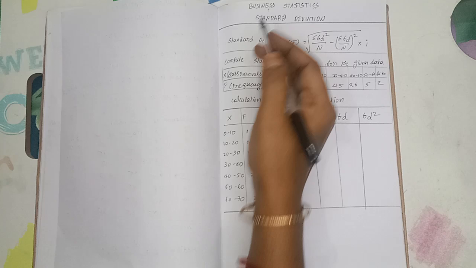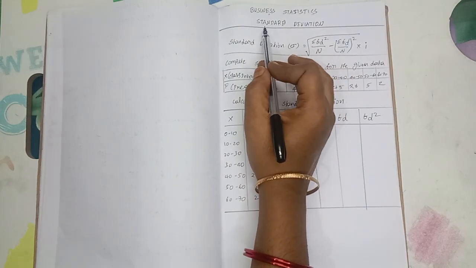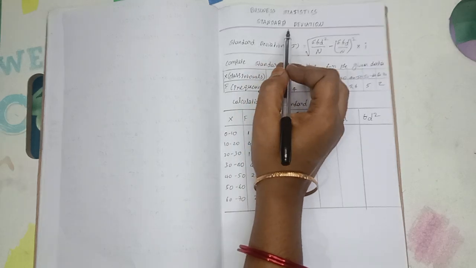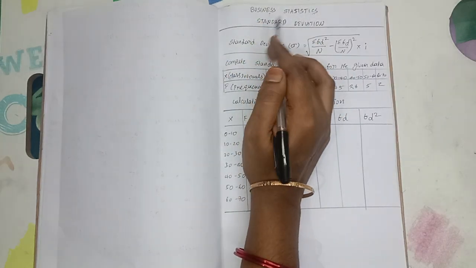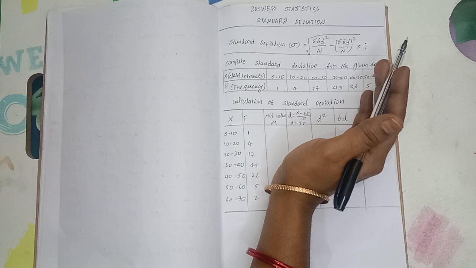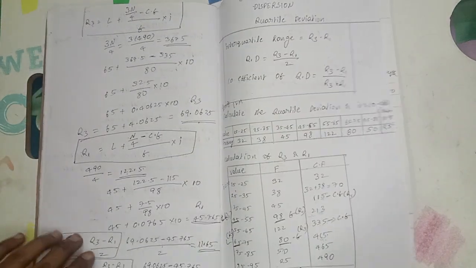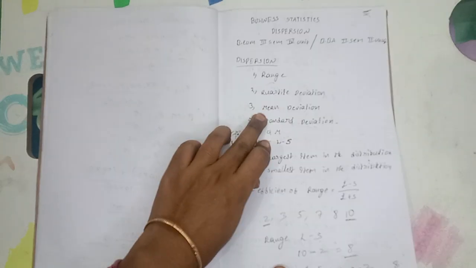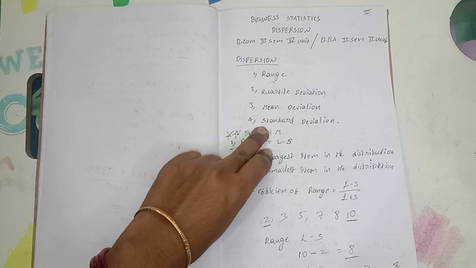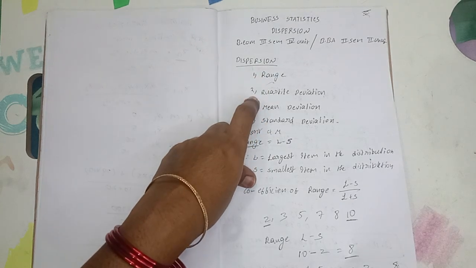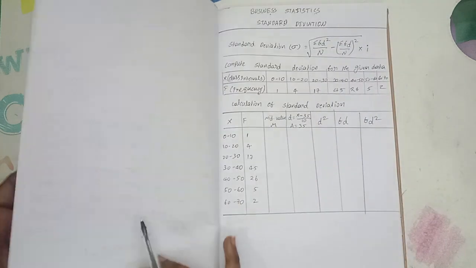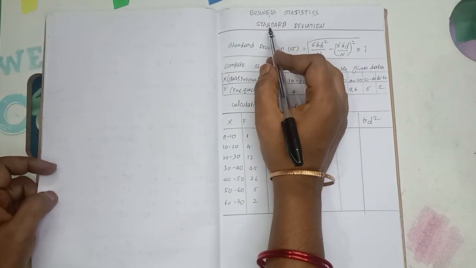Today I am going to explain about standard deviation. Standard deviation is one of the parts of dispersion. In my previous class I have explained everything about dispersion. In dispersion we have range, quartile deviation, mean deviation, and standard deviation. I have already explained range, quartile deviation and mean deviation in my previous videos, so watch them. Today, the last one, is standard deviation.